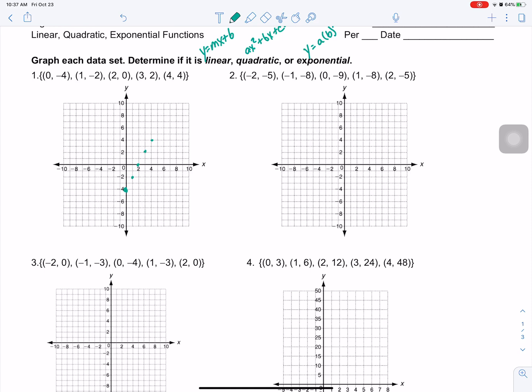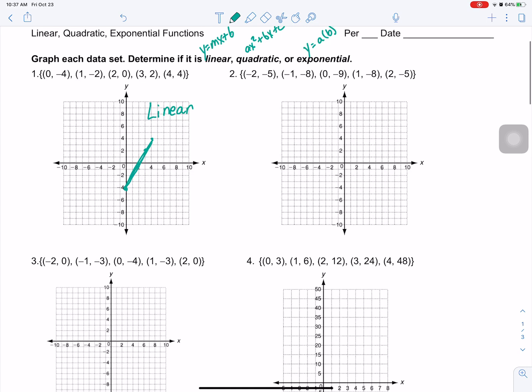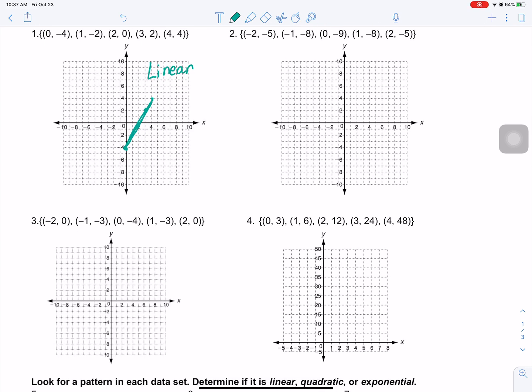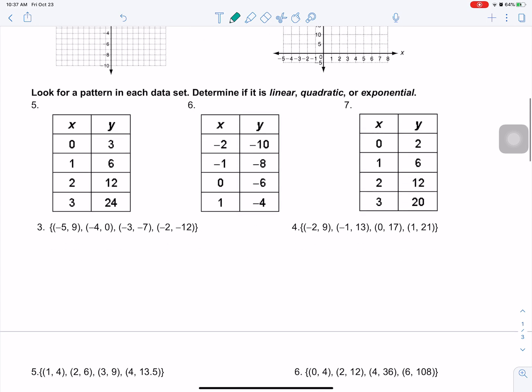They're not lines. So if I look at this, in this section here, it's a straight line. So I would say that this is a linear graph. So you're going to try the other ones. Again, check it with the answer key just to make sure. But being able to graph those points.